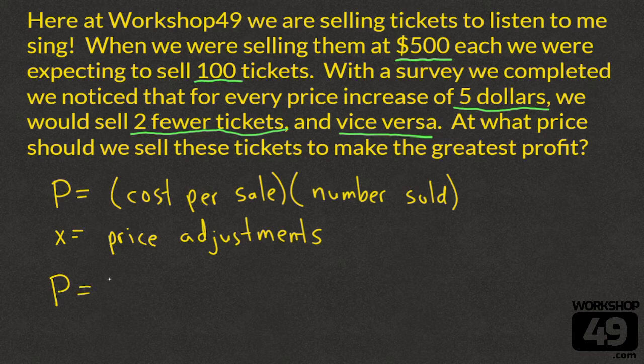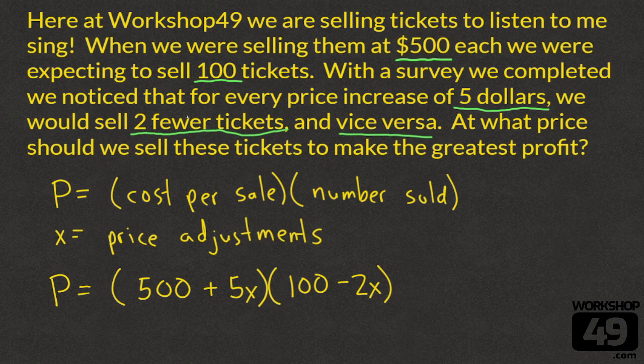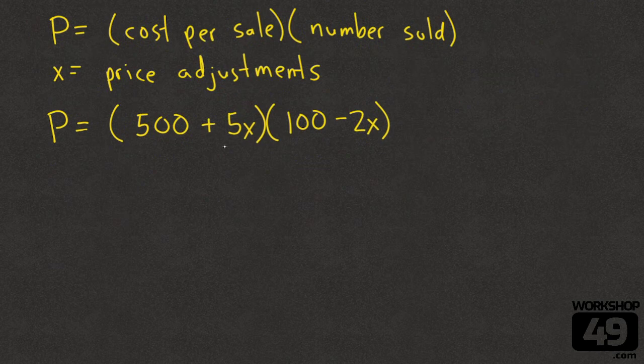Our profit equals our cost per sale, $500 plus 5x, $5 every time we increase our price. Our number sold is going to be 100 minus 2x. It's minus 2x because every time we adjust our price, we sell 2 fewer tickets. Let's go ahead and expand this out and FOIL this one out.